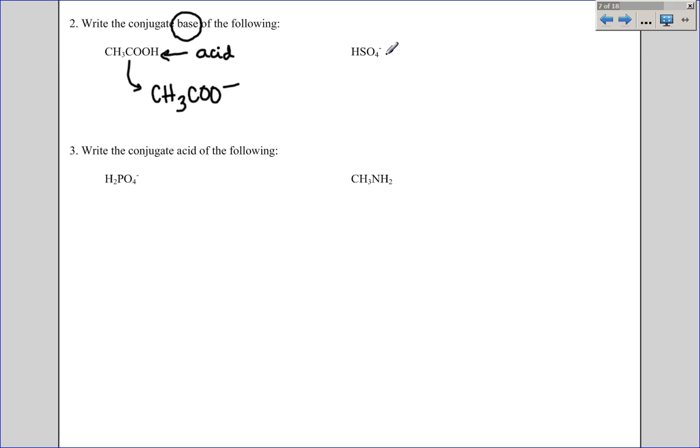So again, with this one, if I'm being asked for the conjugate base of it, then this is being identified as an acid. And so I need to take a proton away. If I take away an H plus from this, I'm left with SO4 in terms of my atoms. And my charge, I started with a -1 charge, and I've subtracted 1. So I have a -2 charge. And that's the sulfate ion.